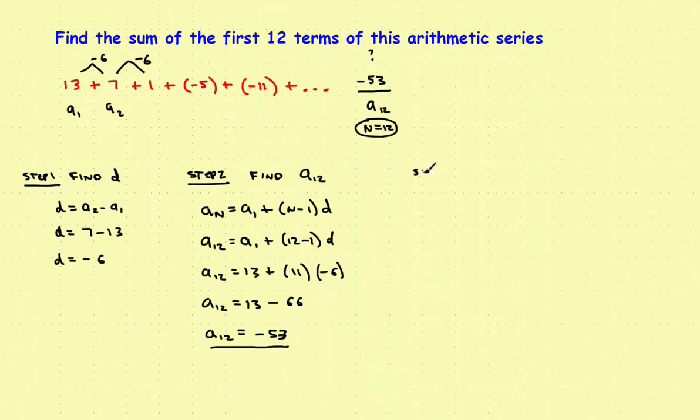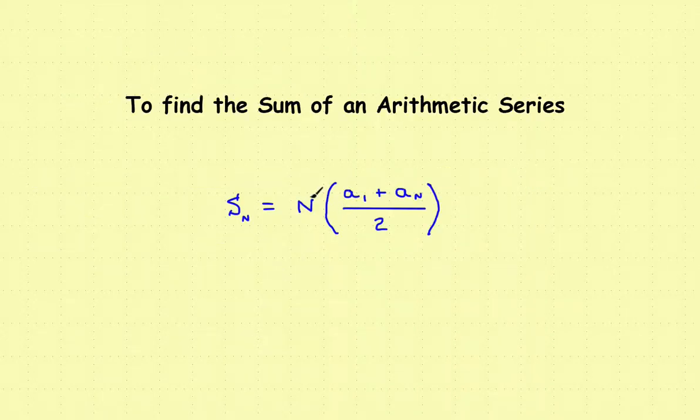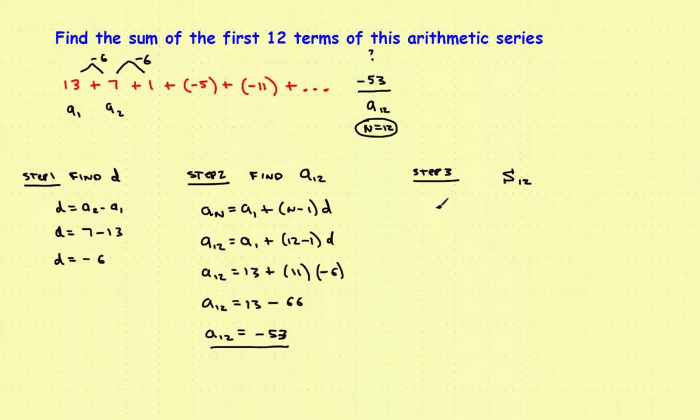And now finally the last step, so step 3, is to find the sum of the first 12 terms. Now again, the formula is just n times this right here. So you've got the first term and you've got the 12th term. So let's go ahead and plug that in. So S sub n would be equal to n times a sub 1 plus a sub n divided by 2.